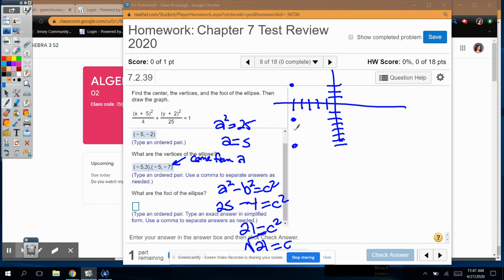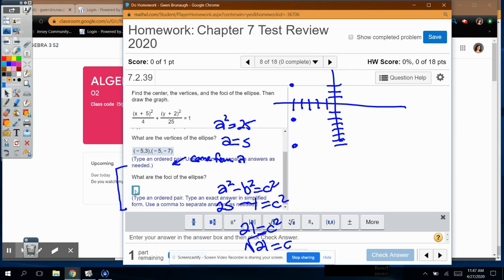The foci is going to be in that same direction, so it's going to kind of look like the vertices, but you're going to add and subtract the square root of 21. So you'll have negative 5. And then what was the center again? Negative 2. And one time you'll add the square root of 21. And then negative 5, negative 2, minus the square root of 21.